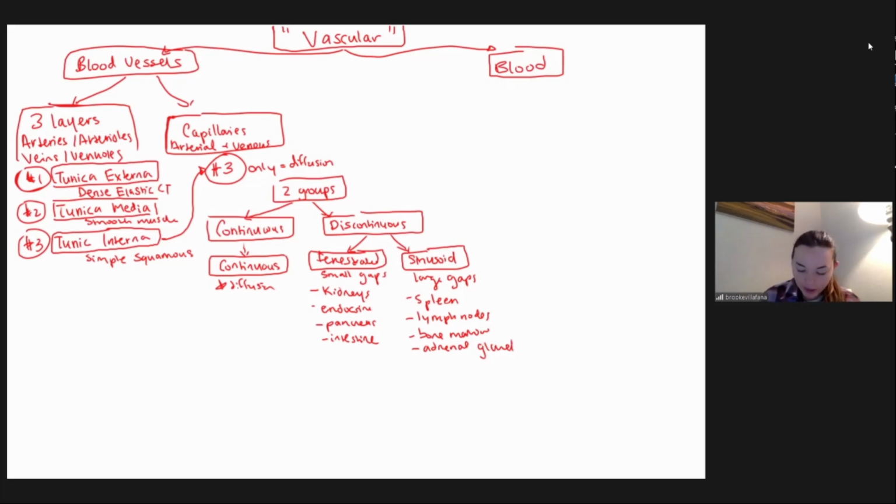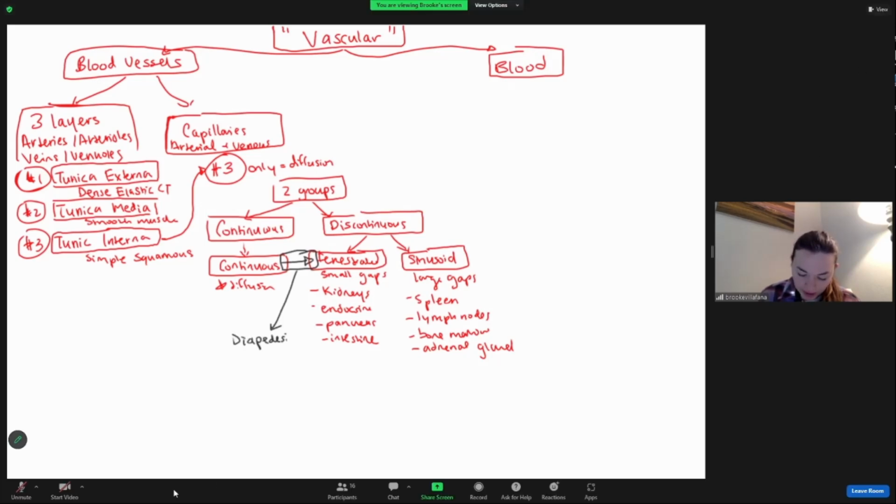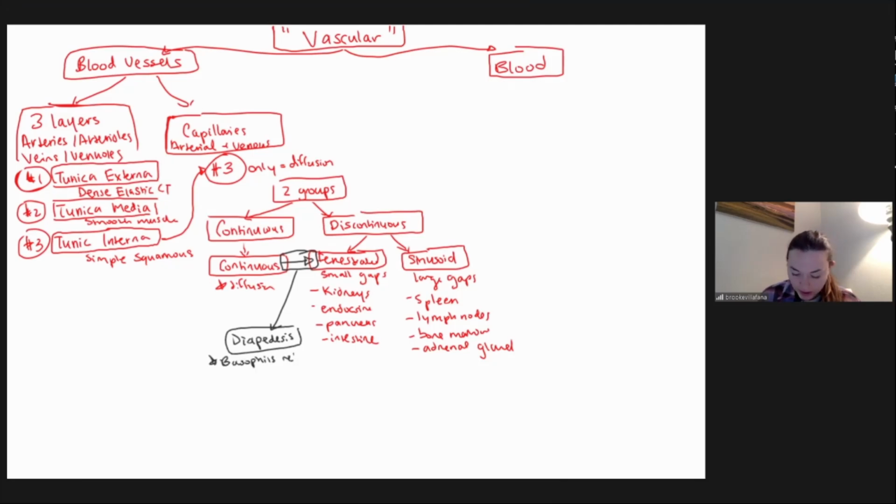And then we said when a continuous capillary converts itself to a fenestrated capillary, what was that process called? Diapedesis, right? And this happens because of basophils releasing histamine, and that causes the conversion of a continuous capillary to a fenestrated capillary. And that allows white blood cells to leave.